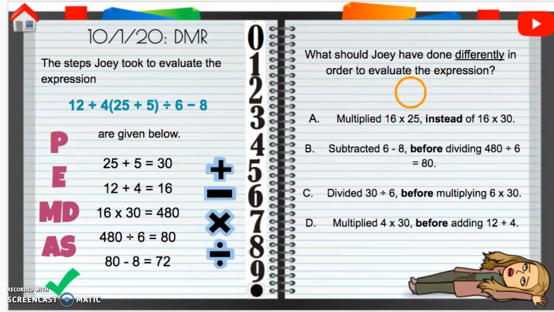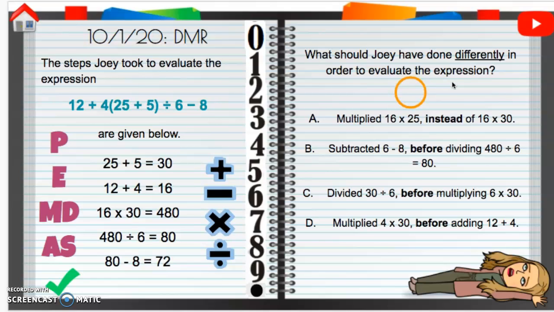The steps Joey took to evaluate the expression 12 plus 4 times the quantity of 25 plus 5, end quantity, divided by 6 minus 8 are given below. So Joey did all of these steps. We're going to take a look at them more closely. The question is, what should Joey have done differently in order to evaluate the expression? So what should he have done differently?